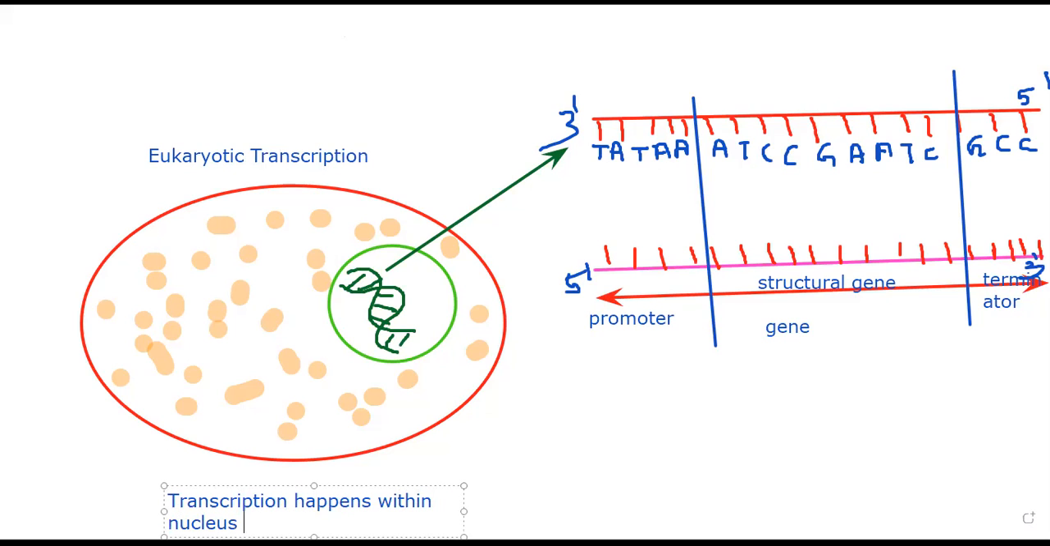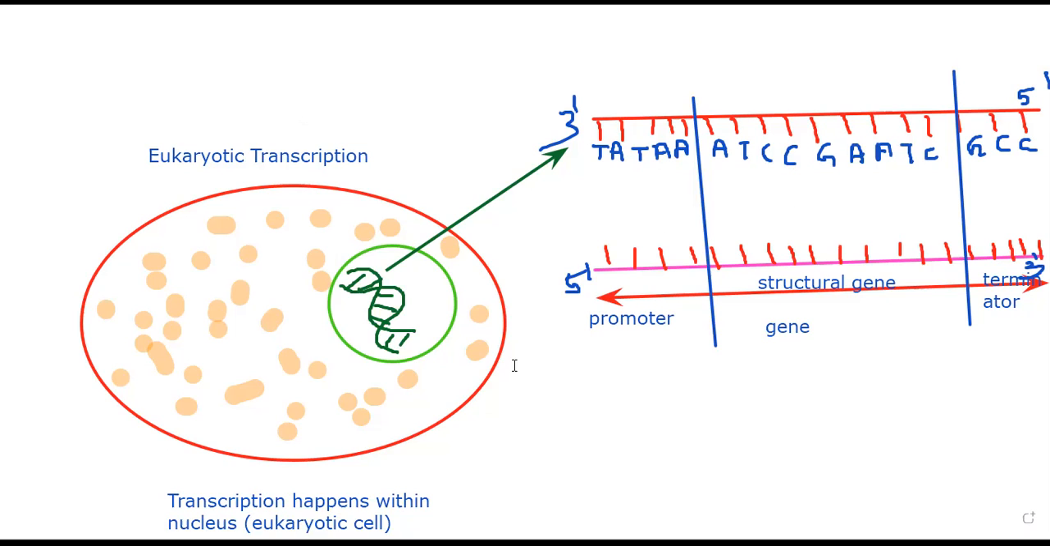Transcription happens within the nucleus. That is for the eukaryotic cell. Now for the prokaryotic cell, it happens in the cytoplasm. The reason is quite understandable, right? Because DNA is present inside the nucleus, so the copying process will surely take place within the nucleus, right? So this is inside the nucleus. These things are happening for the eukaryotic cell, okay?